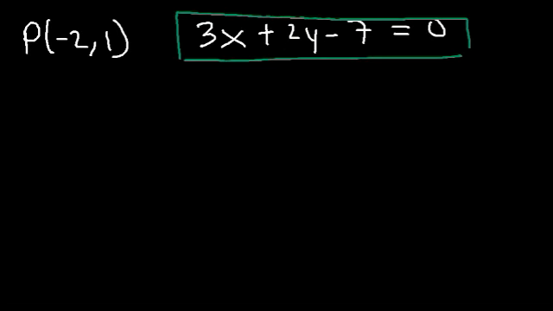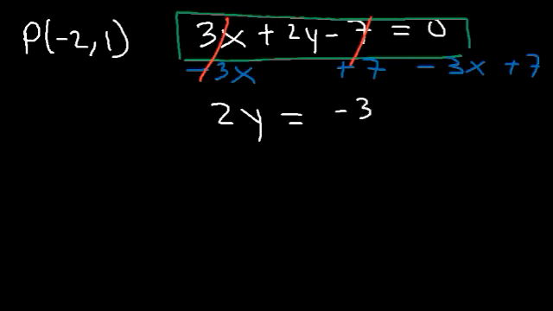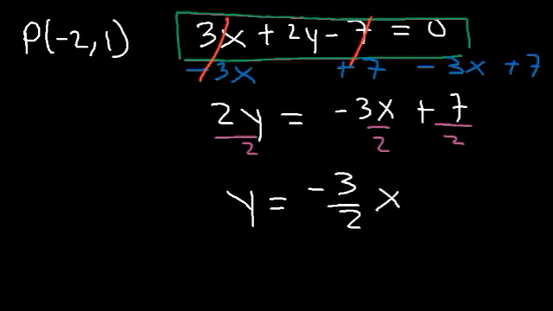So let's move the 3x and the 7 to the other side. Let's subtract both sides by 3x, and let's add 7 to both sides. So 2y is equal to -3x plus 7. And now let's divide each number by 2. So y is equal to -3 over 2x plus 7 over 2. So the slope of this line is -3 over 2.